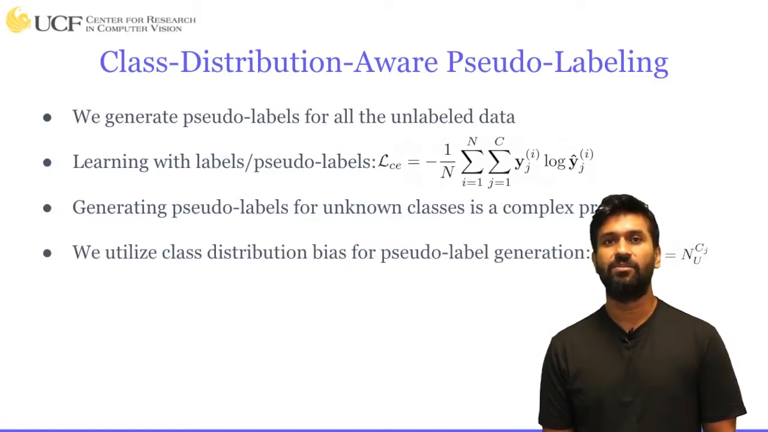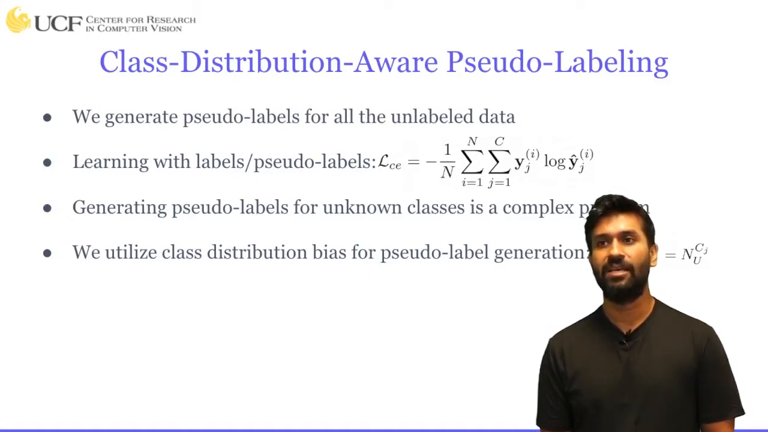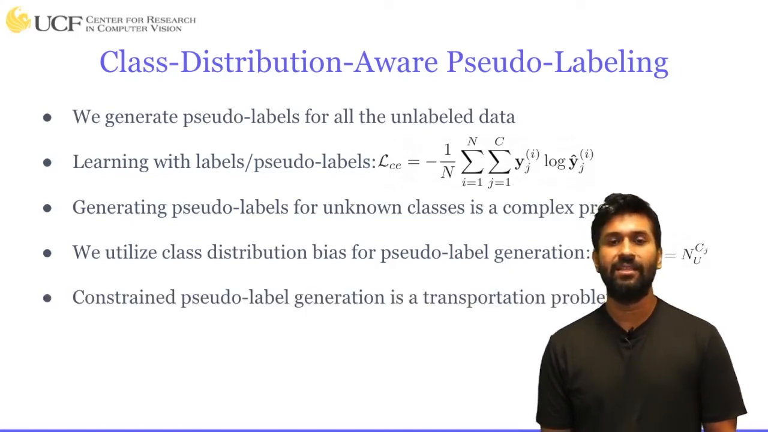And in this work, to be particular, we are using class distribution bias for our pseudo-label generation. So what it does is basically, if we know the number of samples in a particular unknown class, then the generated pseudo-labels for that particular class should actually follow the same distribution. That means the number of generated pseudo-labels for a particular class j should be equal to the number of samples in that particular class. And this constrained pseudo-label generation problem is basically a transportation problem, which makes our job easier.